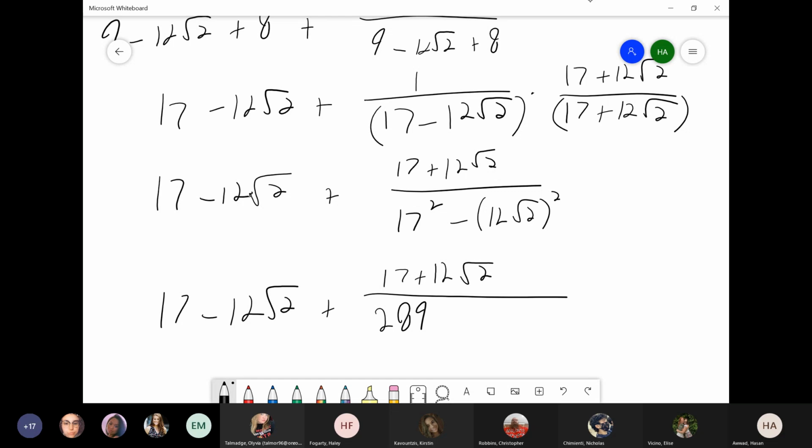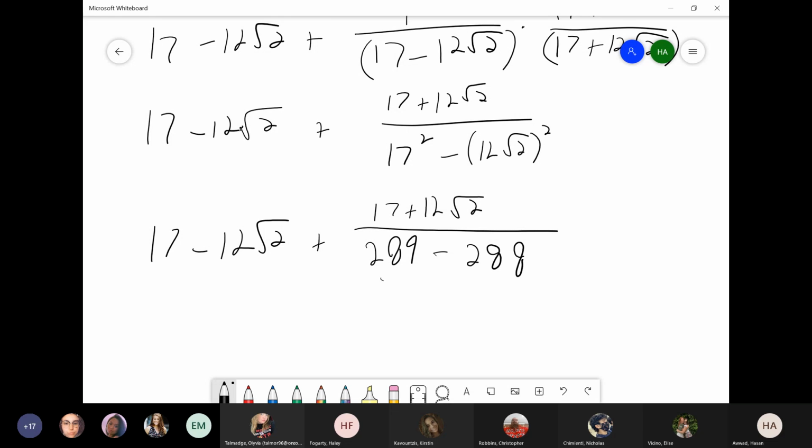And then remember how we handle this piece being squared. You apply the square to each particular piece, so you're going to have 12 squared times square root of 2 squared. 12 squared is 144, and square root of 2 squared is just 2. So you have 144 times 2, which is 288. Well, 289 minus 288 should just give you 1. So you end up with 17 plus 12 square root of 2 over 1, which means this entire fraction drops out, right? You can divide anything by 1 and just get that number back.